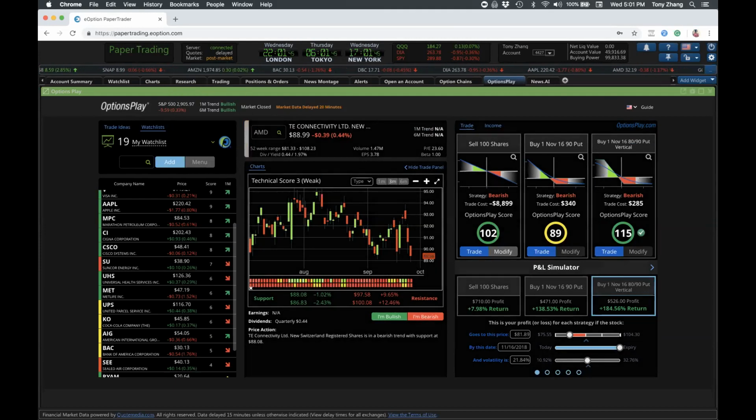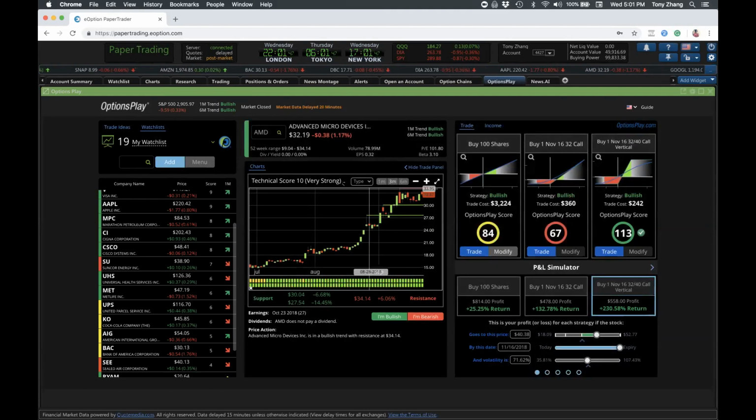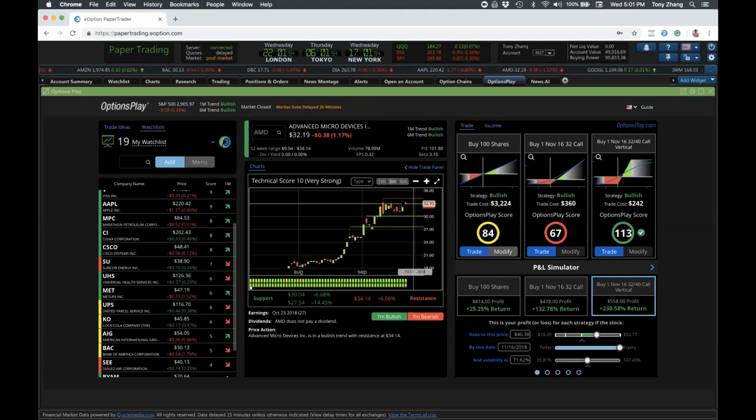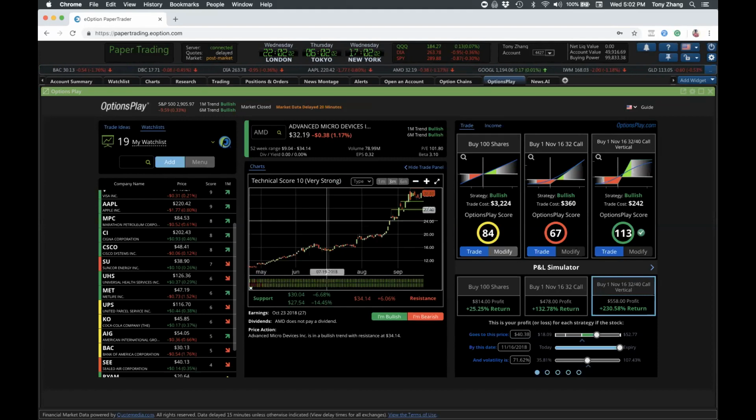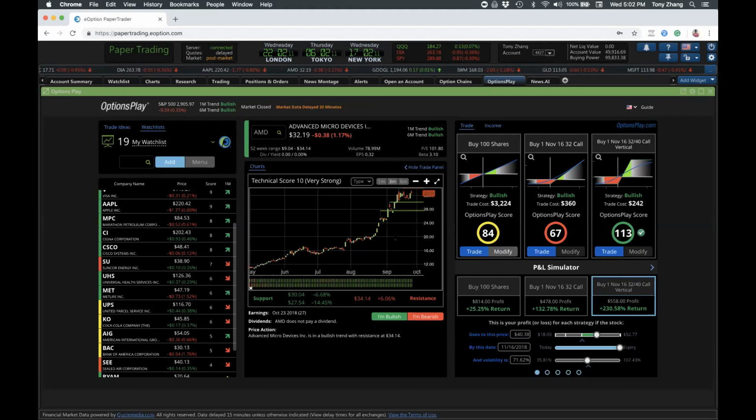Let's do one last one, AMD. AMD, very strong stock, a semiconductor stock. 1 month and 6 month trends are bullish. Certainly, the one thing I will say is that this is what would classically be a strong bullish stock, but considering how long it's been in this bullish trend, as you can see, this started back in May. This is probably one of the longest bull trends that I've seen in any underlying stock, and a score of 10.